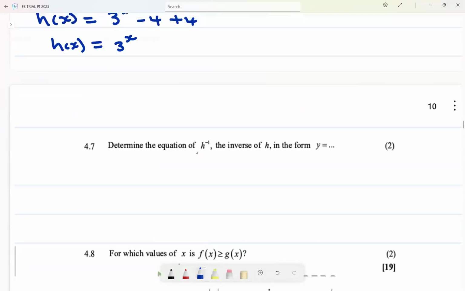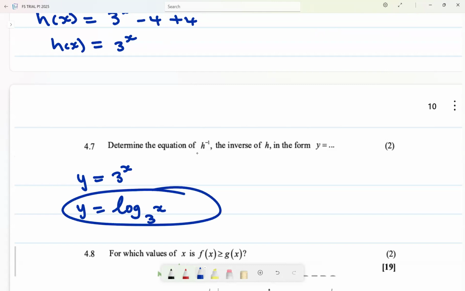And then write down the equation, determine the equation of the inverse of f in the form of y. So if y is 3 to the power of x, then the inverse is going to be y equal to log base 3 of x. I usually tell my students that you don't need to interchange x and y. For this one, you get 2 marks for the final answer.